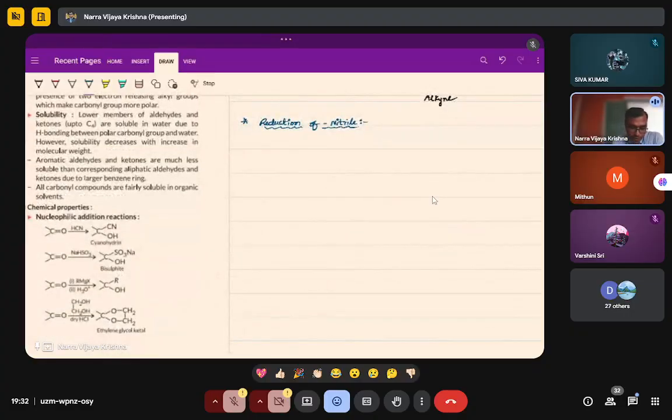So here, let me give one more idea. If it is RC≡N and I do hydrolysis, adding water, how many times do I have to add OH and H? When there is a bond between carbon and nitrogen, in hydrolysis you add OH to carbon and H to nitrogen. Here, how many times do I have to do that? Three times. If I add OH three times on carbon, you get carboxylic acid. If I add two times, aldehyde. If I add one time, alcohol. Clear?